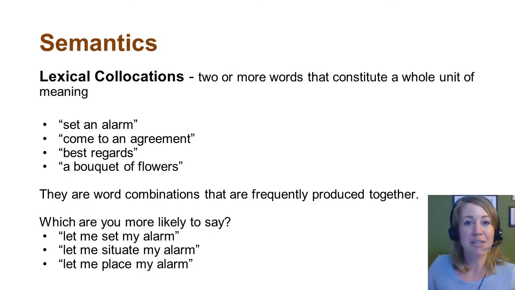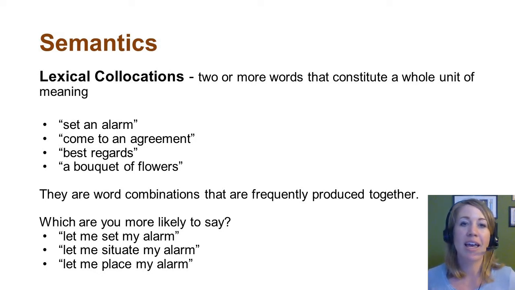Moving on, in semantics, we also look at lexical collocations. These are two or more words that constitute a whole unit of meaning. That definition might be over your head, but here's what I mean. Set an alarm. Come to an agreement. Best regards. A bouquet of flowers. These are word combinations that are frequently produced together. It's not that complicated if you think about it.